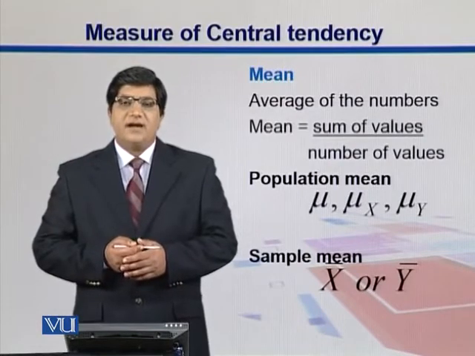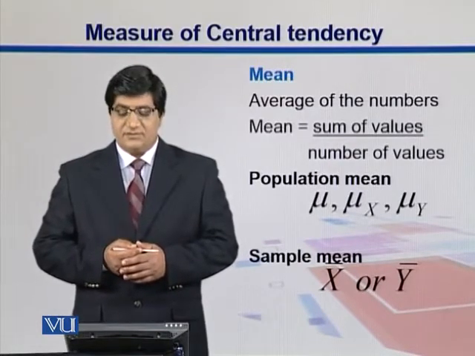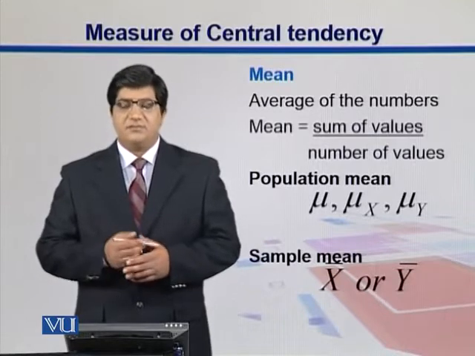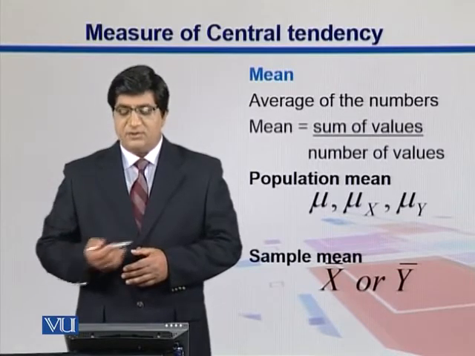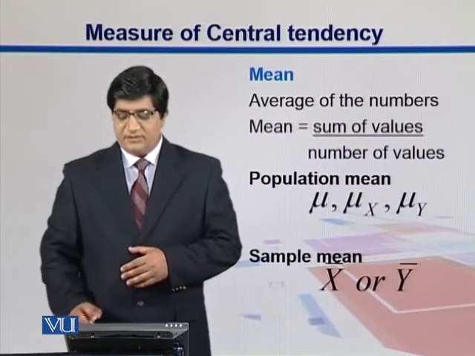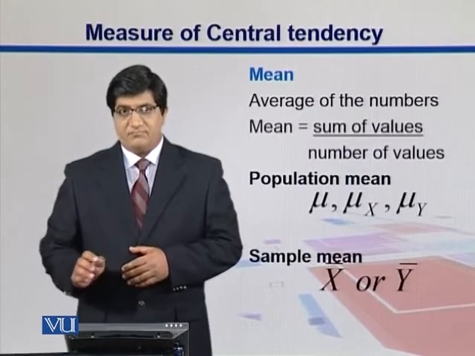We have already seen that the mean is an average of the numbers. So we take all those numbers, we sum them and divide by the total number. That gives us the mean. We know that the population mean is represented by Greek letters, whereas the sample mean can be an English letter with a bar sign on it.